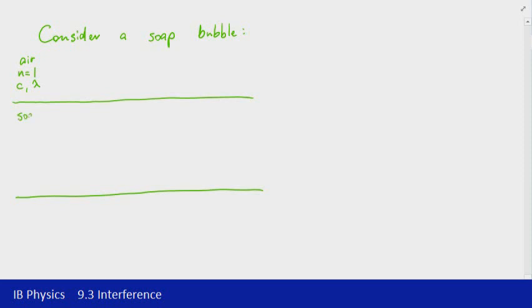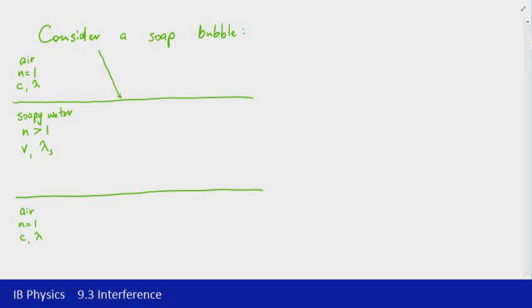Inside the soap bubble we have a soapy water mixture where the refractive index is going to be greater than 1. We don't need to specify exactly what it is, we just need to know that it's greater than 1. That means that the speed of light in the medium is going to be v, and the wavelength will denote it as lambda s, s for soapy water. Below the soap bubble we have air again, so back to n equals 1, and the speed of light and the wavelength being lambda.